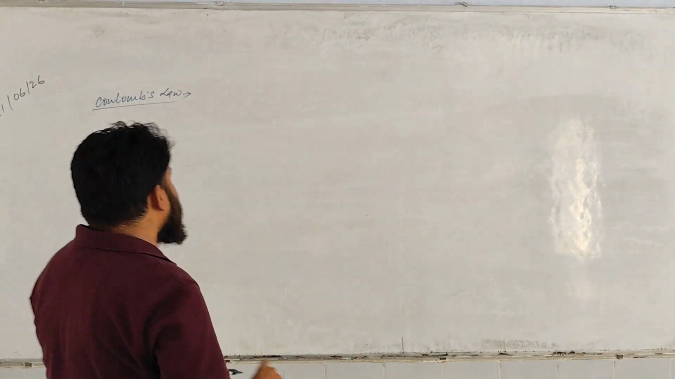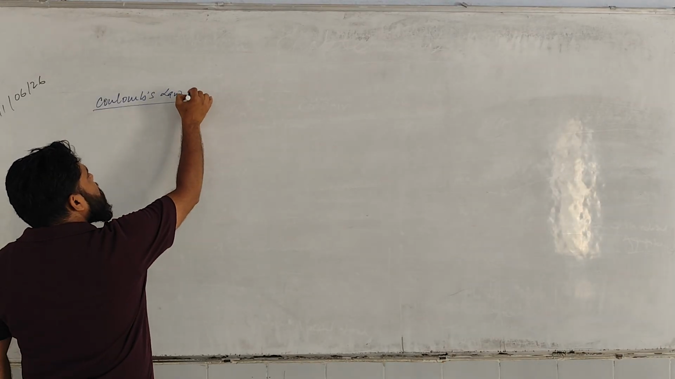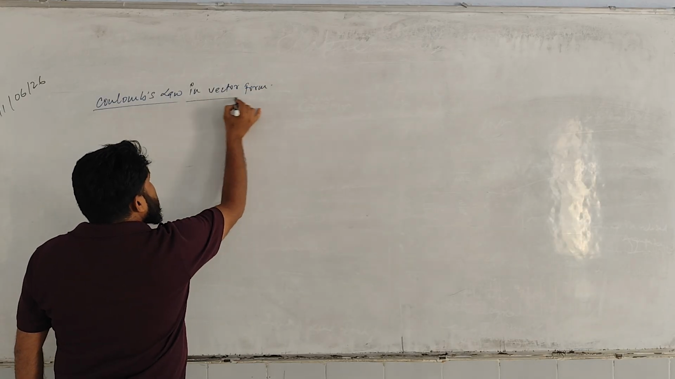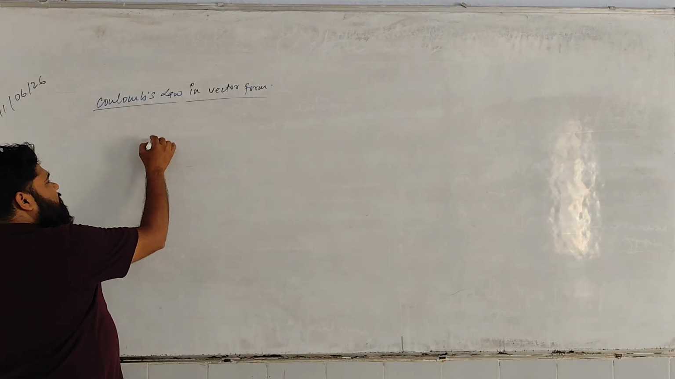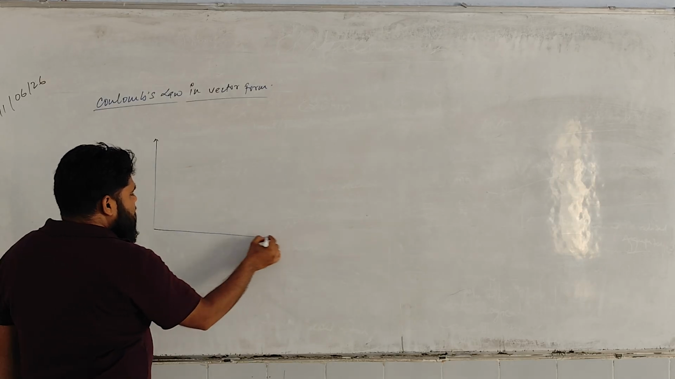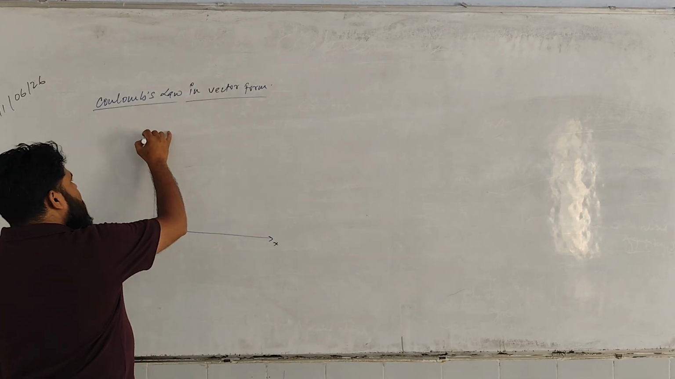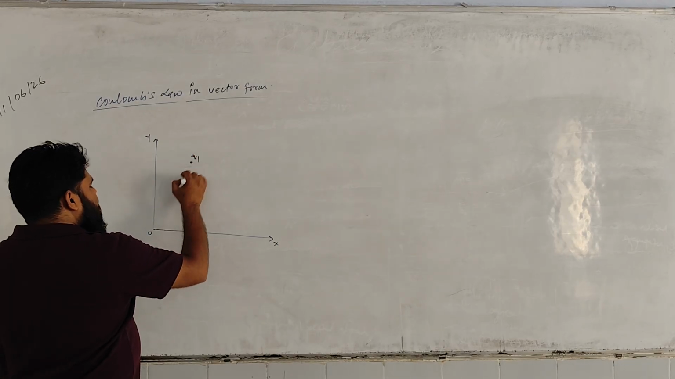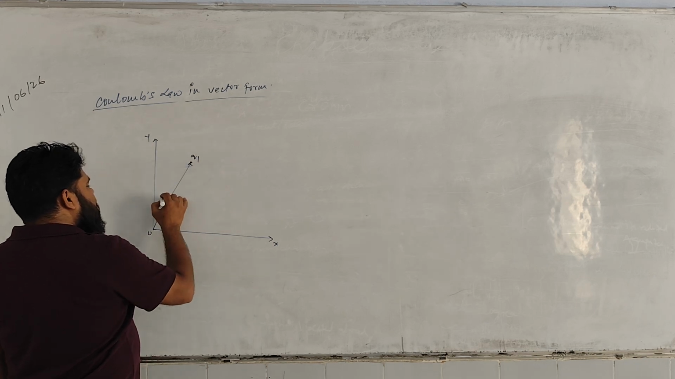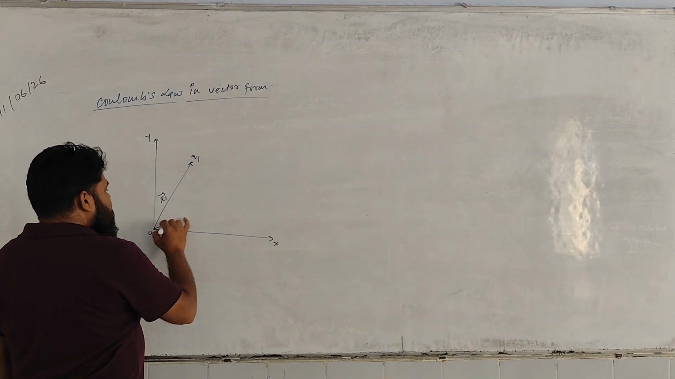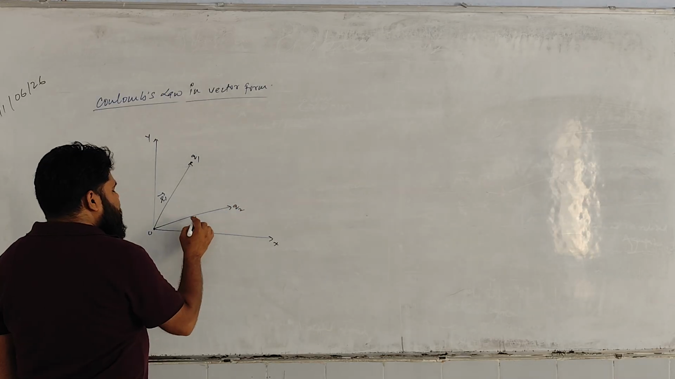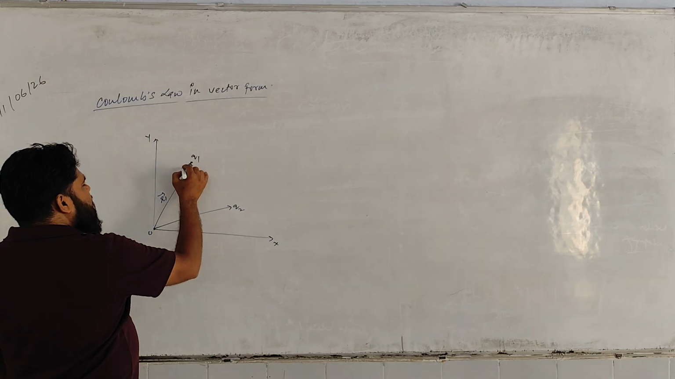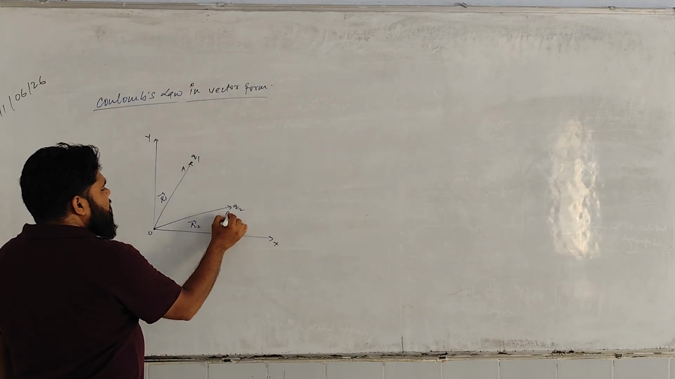Coulomb's law in vector form. In the vector form, we will use coordinates. Suppose here is the x-axis, here is the y-axis, here is the origin. Suppose any charge q1 at a position vector r1, another charge q2 at a position vector r2. Name that point A, and here is the point B.